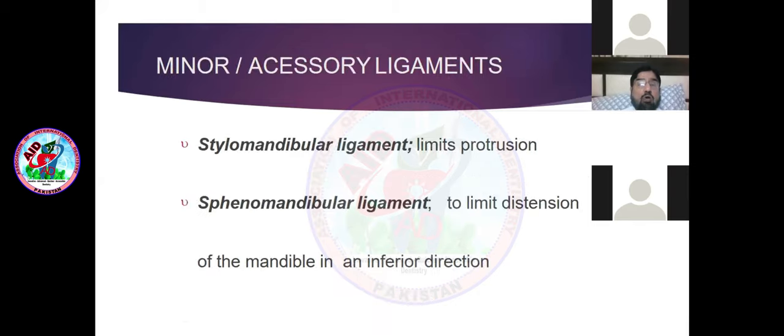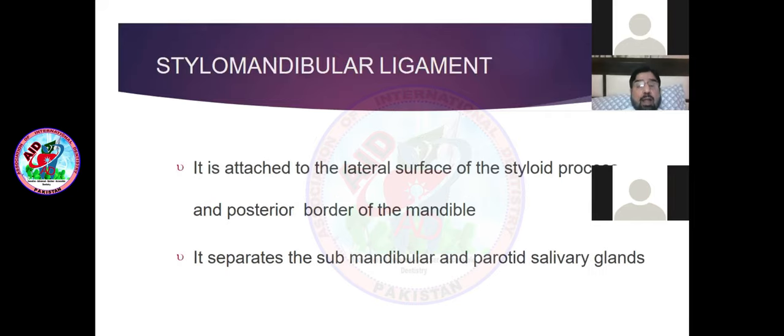Number one is the stylomandibular ligament. It limits the protrusion. The sphenomandibular ligament limits the distension of the mandible in the anterior direction. The stylomandibular ligament is attached to the lateral surface of the styloid process and the posterior border of the mandible, starting from the styloid process and going down to the inferior portion of the mandible. It separates the submandibular and parotid salivary glands. It's a very important boundary of the submandibular area.